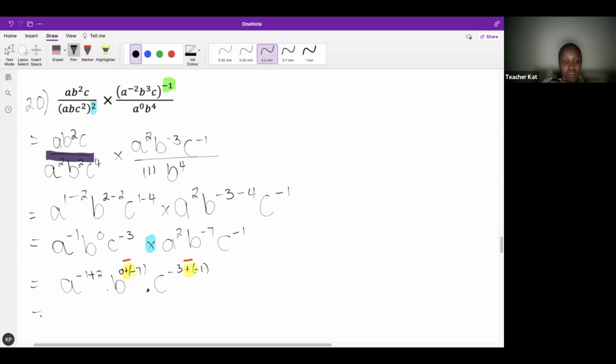Okay, now we can go to my final answer. What's -1 plus 2? It is 1. So it's just a, 0 minus 7, b to the -7, and -3 minus 1, -4. And everyone who loves the negative exponents, we know we can simplify this answer to be a over b to the power of 7, c to the power of 4.